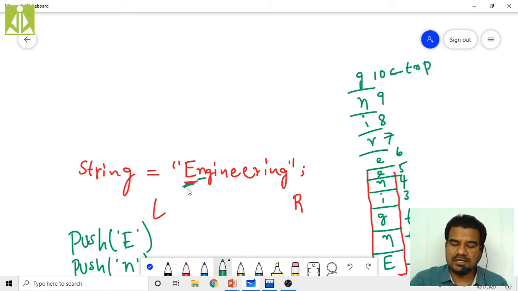So how do we stop this reading process? We already know, because whenever we are taking a string inside double quotations, the last character will become the delimiter. Isn't it? The null character delimiter, that you know. So by making use of this null character, we can terminate this reading process, this scanning process. Okay, simply frame the condition.